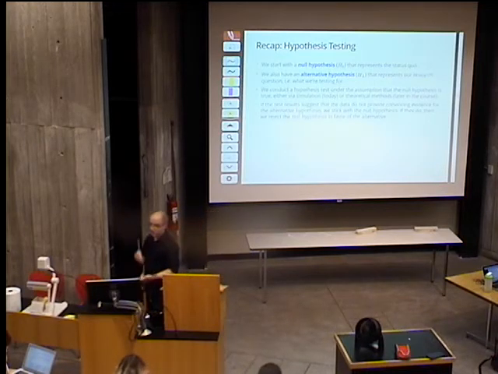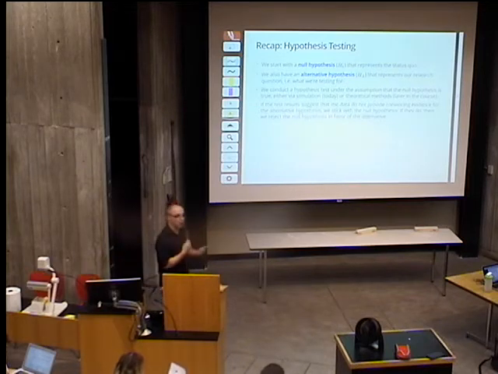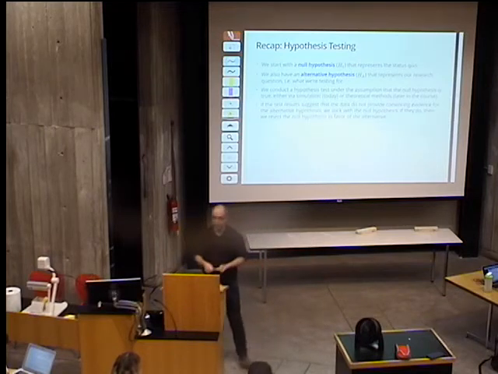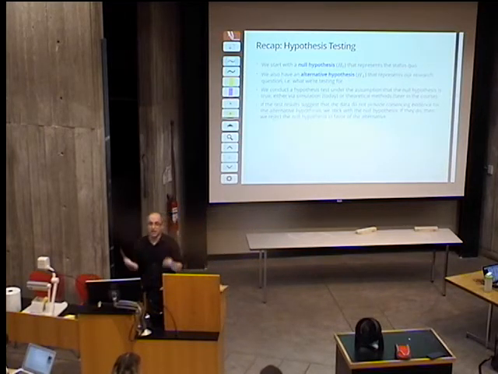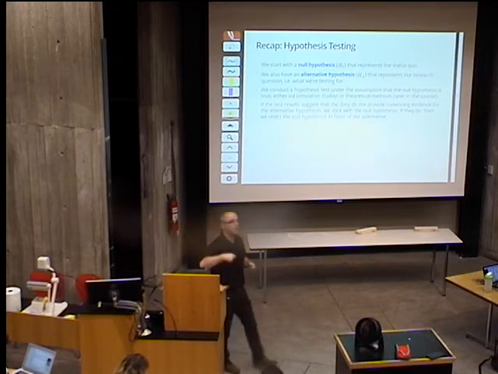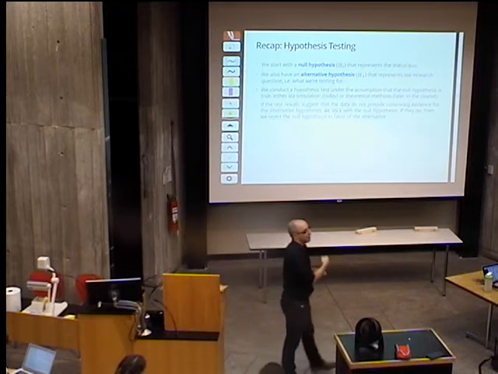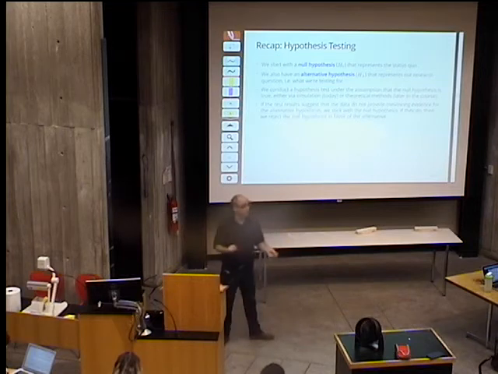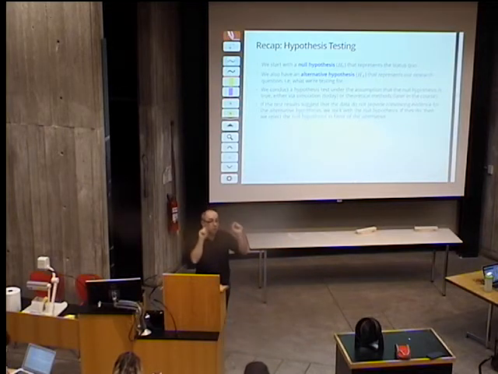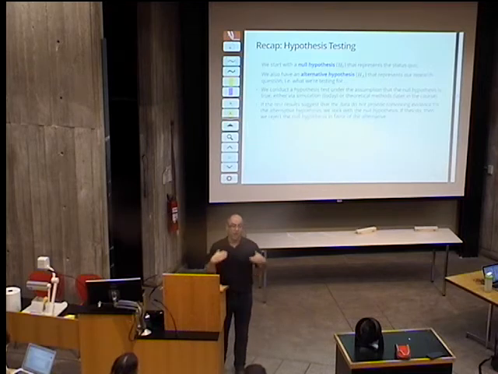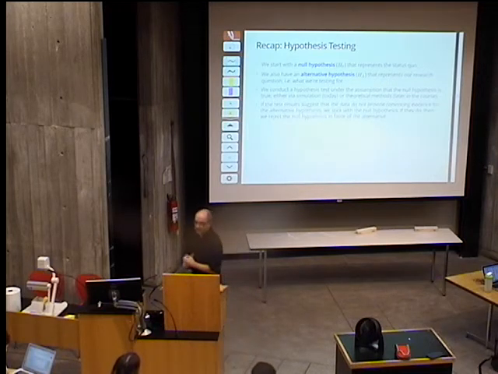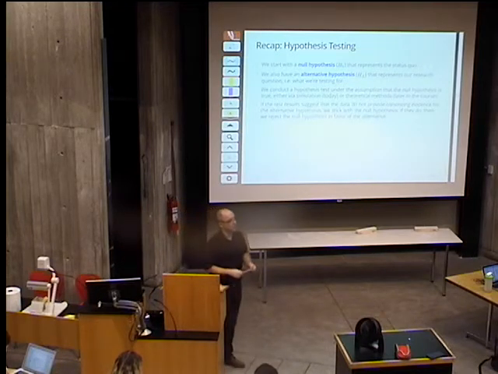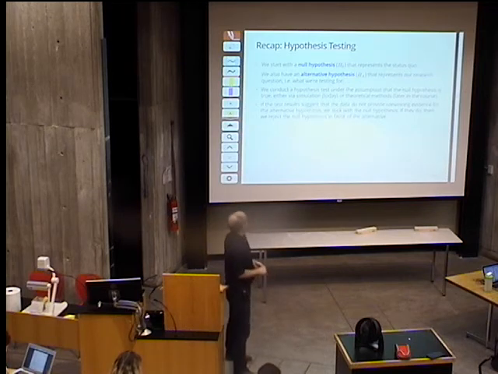So, recap. We start with the null hypothesis that represents the status quo, the nothing going on, nothing has changed, nothing is different. We find an alternative hypothesis that represents our research question, the thing we're trying to answer. Is there gender discrimination in promotion scenarios with male managers? We conduct a hypothesis test under the assumption that the null is true. That's how you set it up: you assume the null is true, and then you do the test from that. And if the test results suggest that the data do not give convincing evidence for the alternative, then you stick with the null, you fail to reject it.